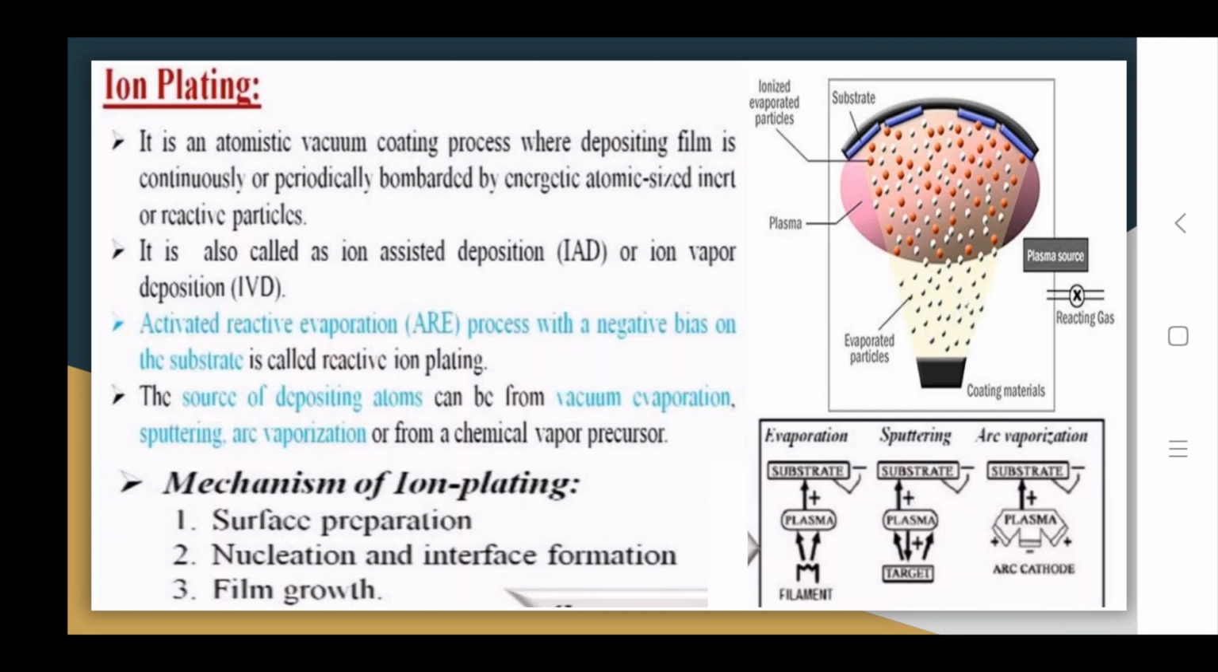But here you are using a certain kind of target material, and that target material forms a certain kind of plasma. That plasma can hit the target material, and then some atoms or molecules go directly and deposit onto the substrate. Here you are directly making a certain kind of plasma by the arc cathode method, and then that plasma itself is deposited onto your substrate material.